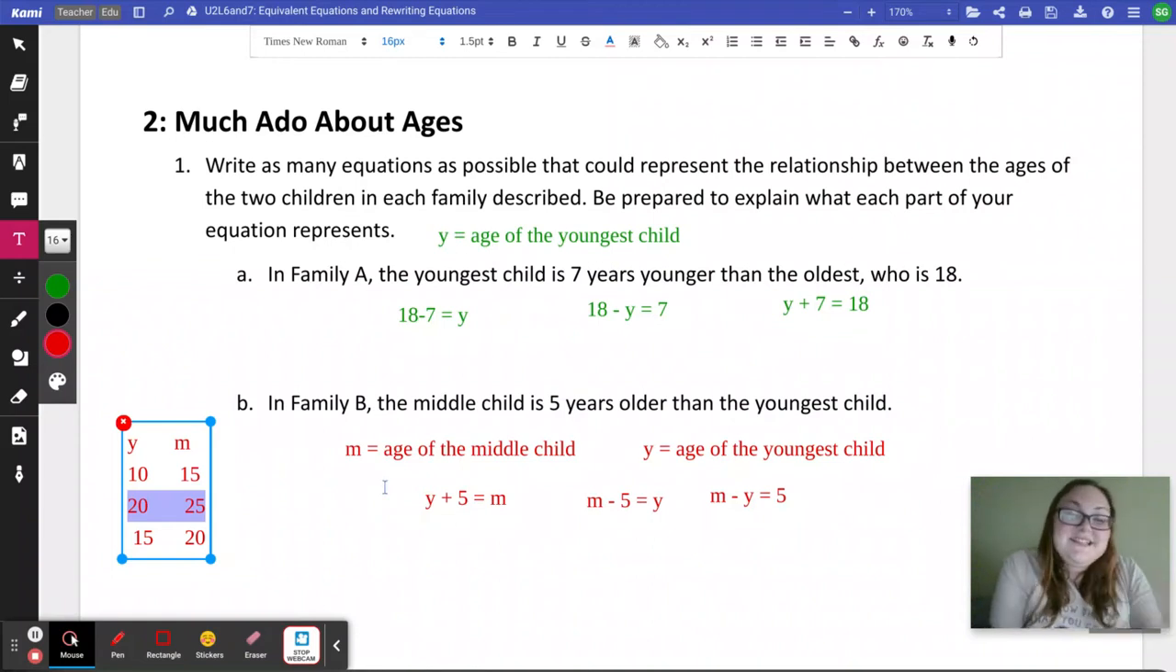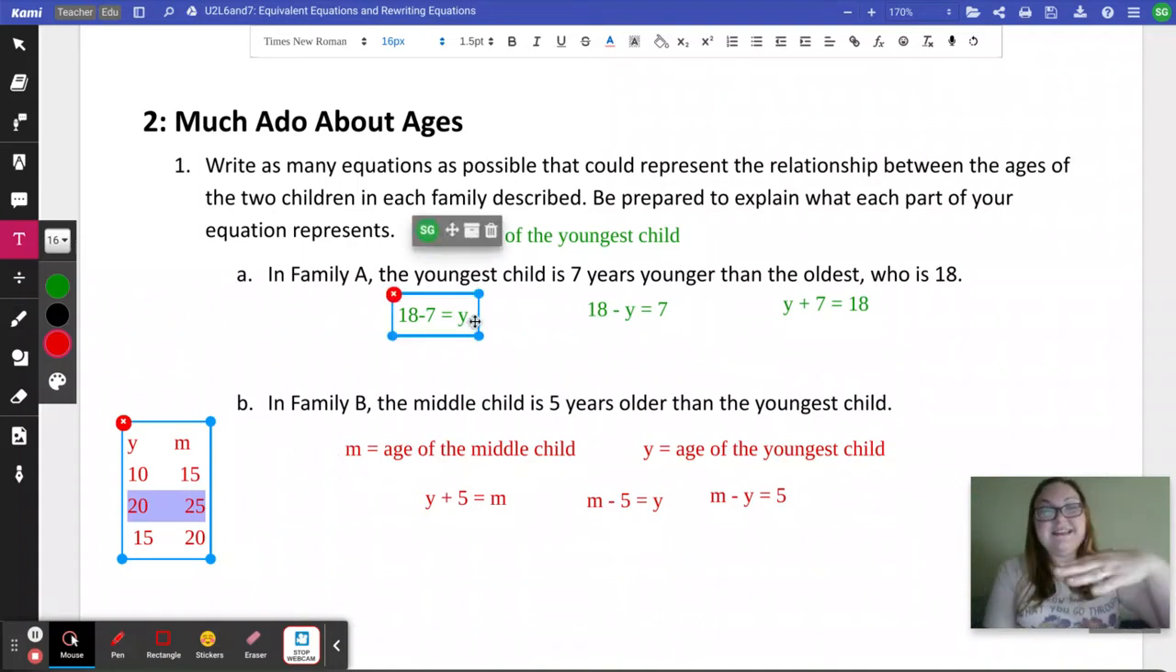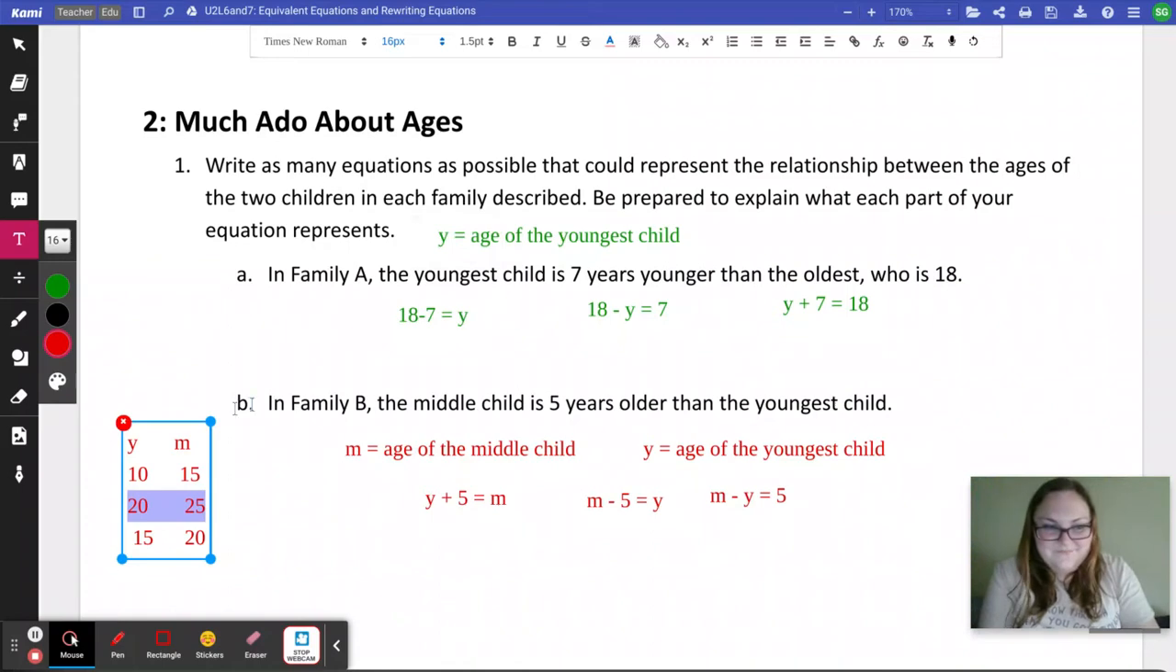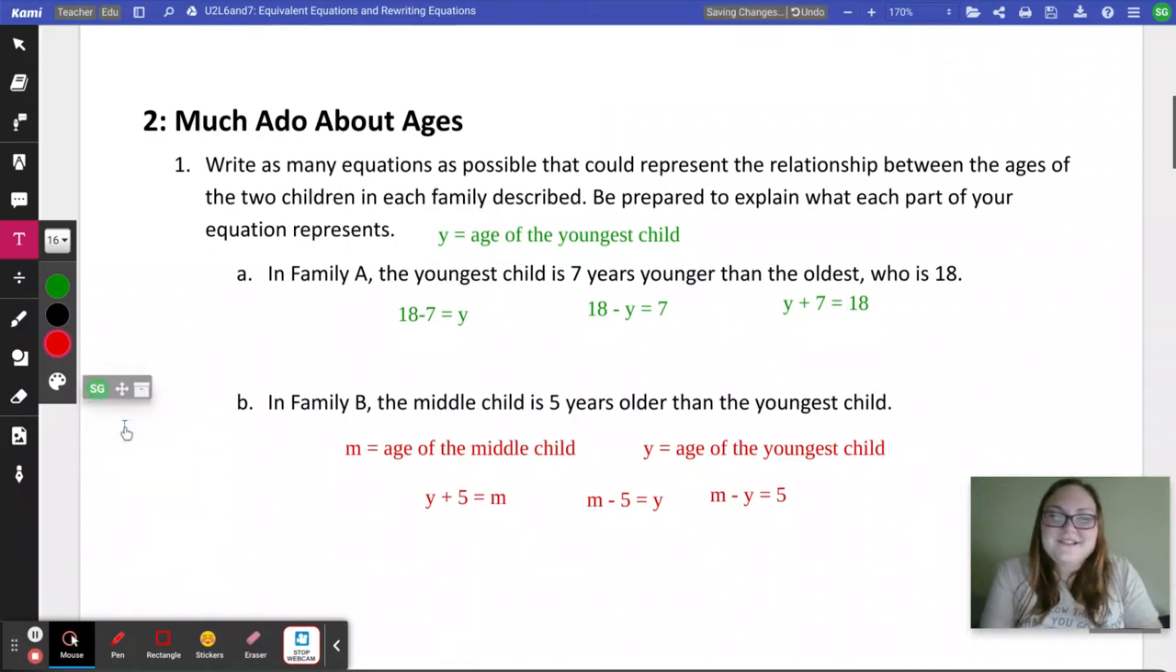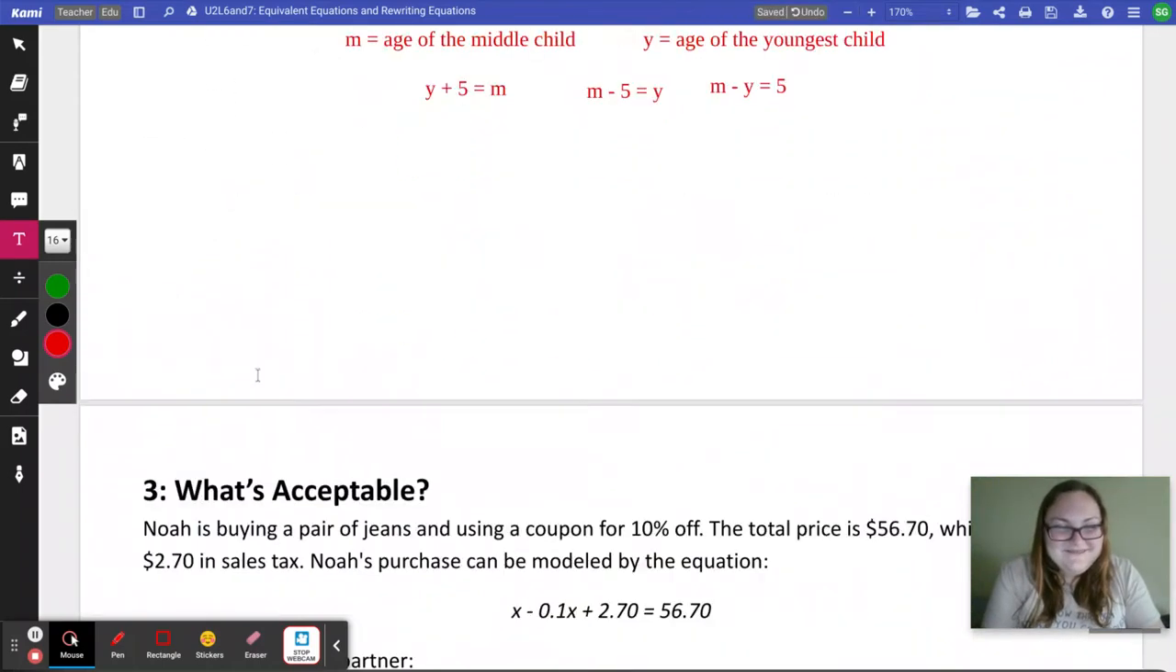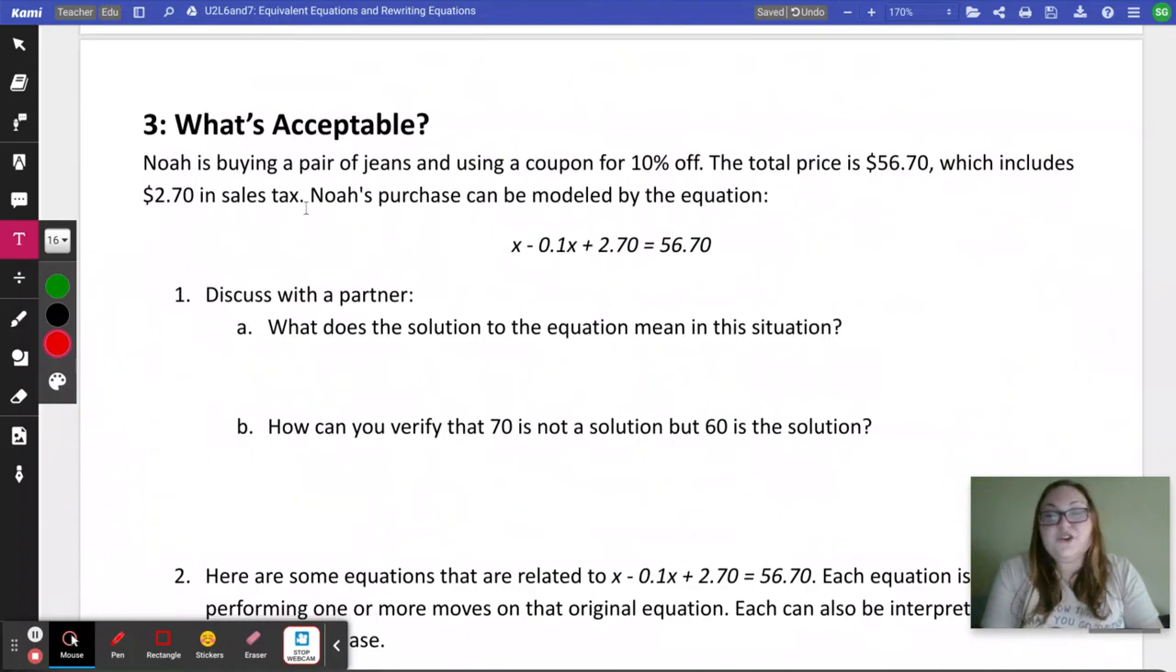We are going to continue this idea of exploring equivalent equations and shift from us writing different equivalent equations to thinking about what things mathematically you can do to an equation to get another equivalent equation. To help make that description make more sense, we'll come down to this next part, which is called what's acceptable. So that's what I mean by thinking about what math you can do to an equation to get another equation that is equivalent.